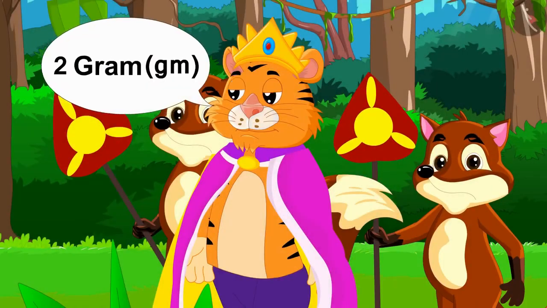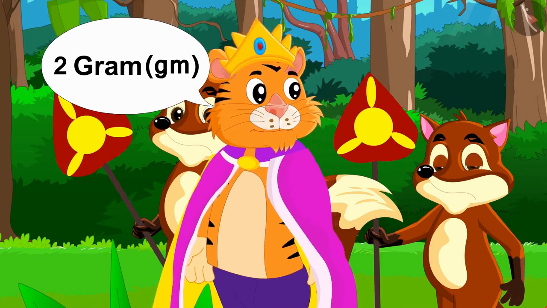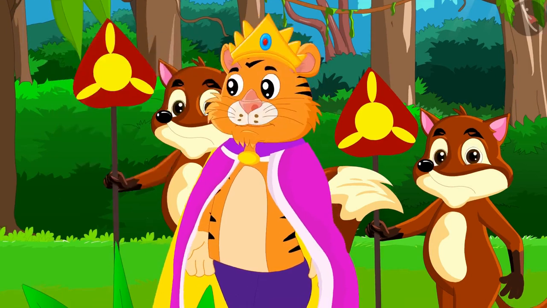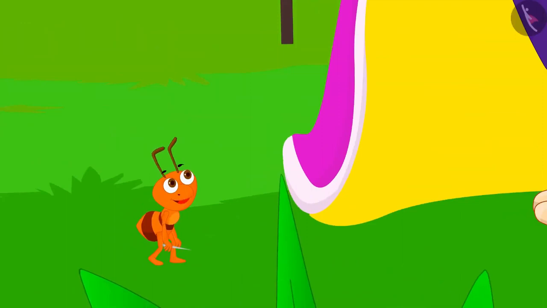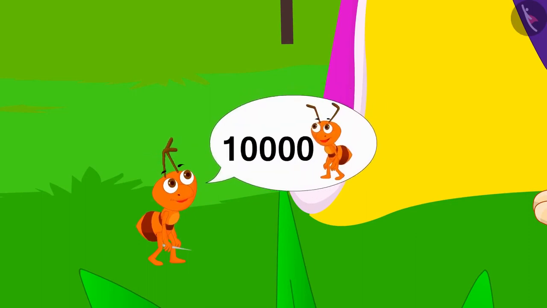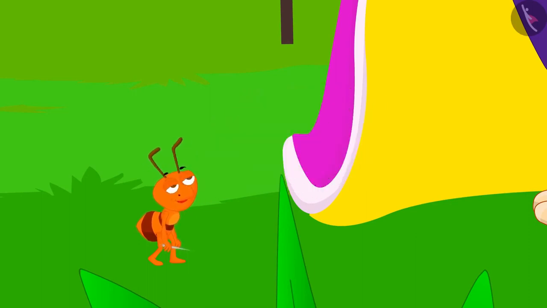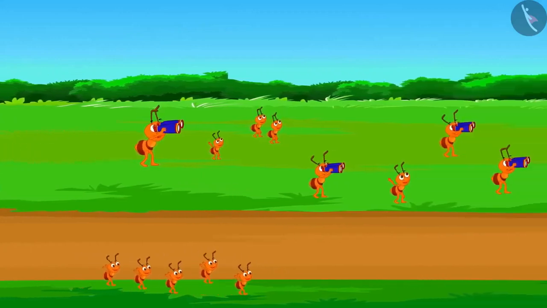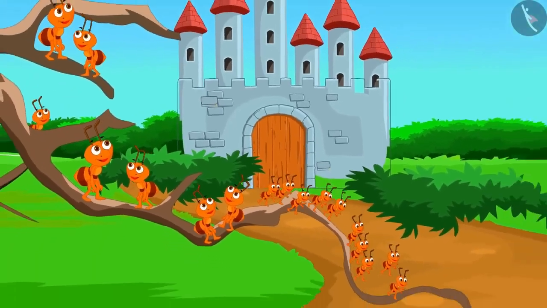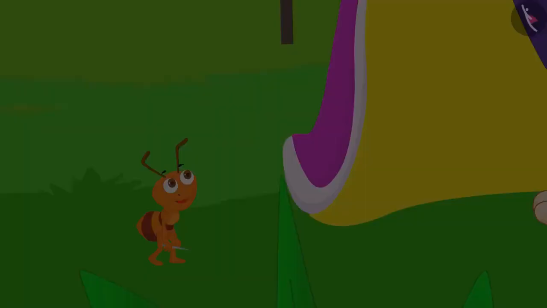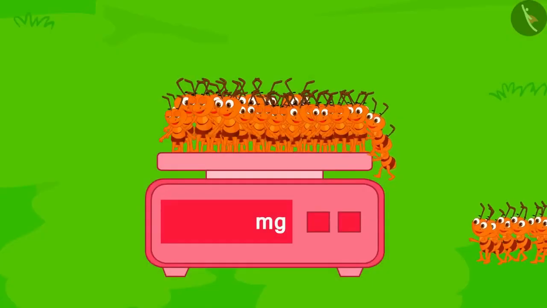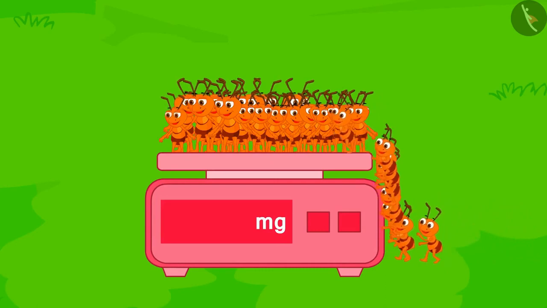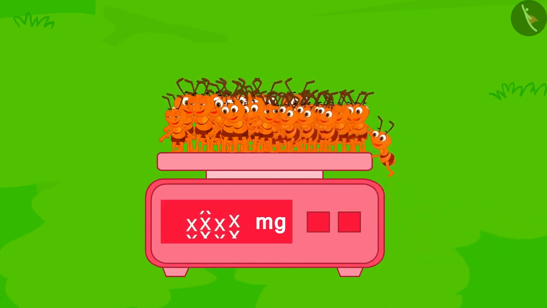Now, the king was about to get 2 grams of sugar when the ant once again spoke. But there are 10,000 ants who are watching over you all the way for your protection and who signaled these 20 ants for your protection. They should also be entitled to the reward. Now the king weighed those 10,000 ants.